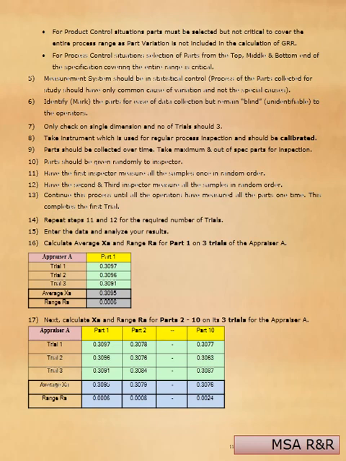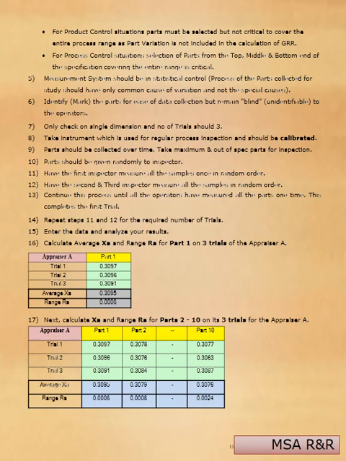Parts should be given randomly to each inspector. Have the first inspector measure all the samples once in random order. Have the second and third inspectors measure all samples in random order. Continue this process until all the operators have measured all the parts one time. This completes the first trial. Repeat these steps for the required number of trials, that is, up to 3. Enter the data and analyze your results.